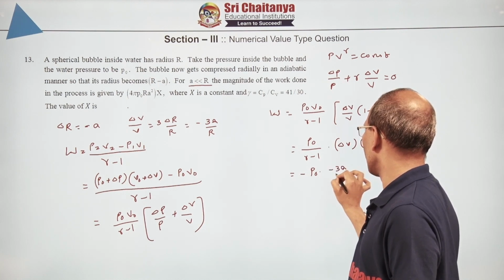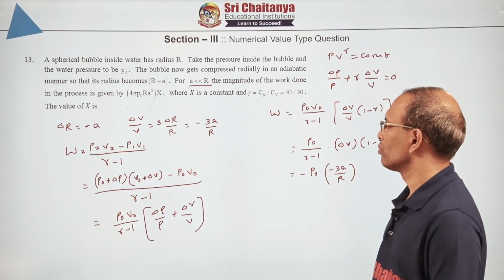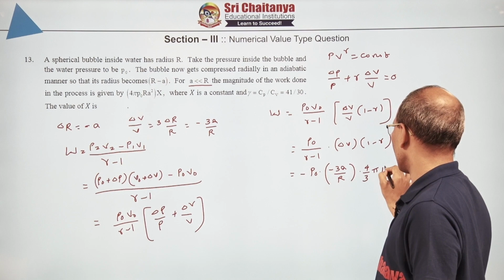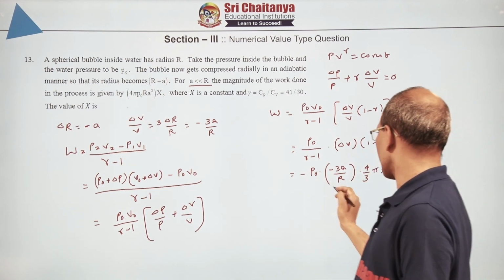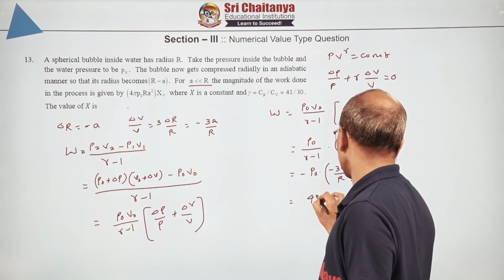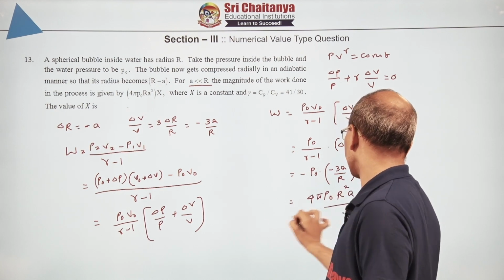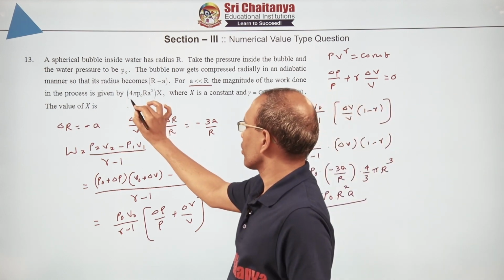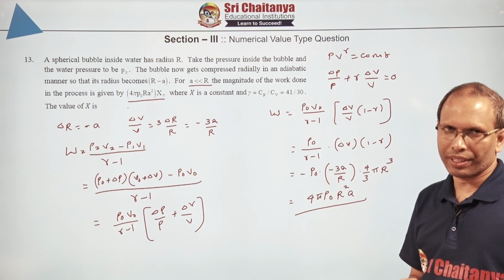Minus 3A by R into V, which is 4 by 3 pi R cube. When you simplify this, the 3 and 3 get cancelled. We are getting 4 pi P naught R square into A. Here in the options they gave 4 pi P naught R A square. I think it has been misprinted by mistake.